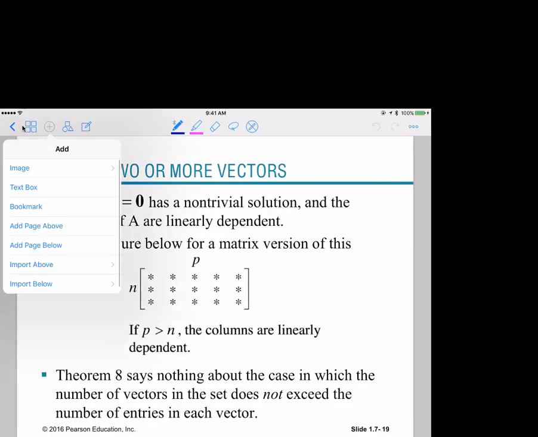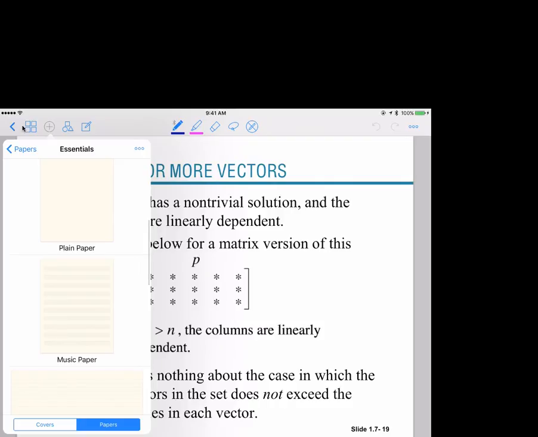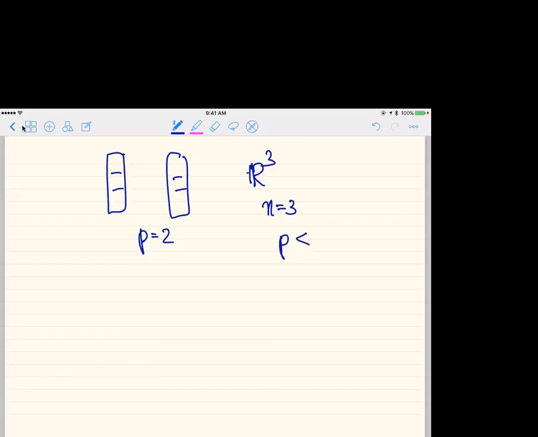And now, let's think about the opposite case. What if we have two vectors in three-dimensional space? We are given p number of vectors, where p is only 2, but they are living in three-dimensional space. So now the number of vectors is less than the number of dimensions. In this case, can we say those two vectors are linearly independent or dependent?